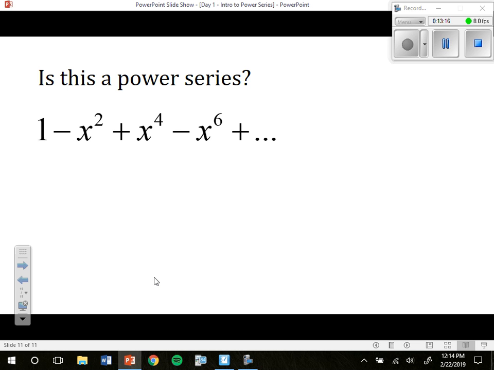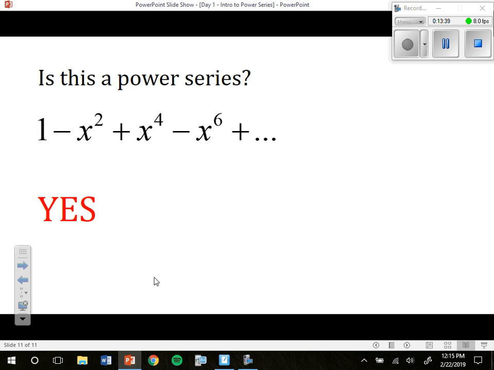Is this a power series? So don't yell out, just think. Is it coefficients times x to a power? Zane's really good at this game. Zane, is this a power series? Do you have coefficients times x to powers? It's a power series. x squared.